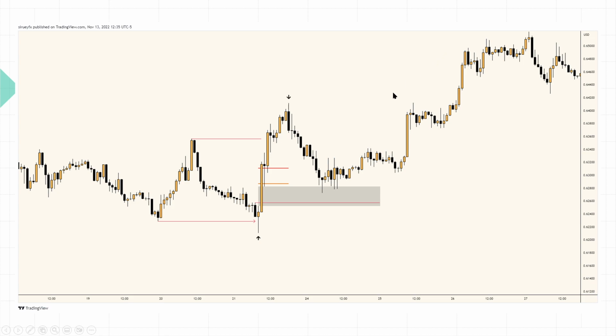Now, pay close attention right here. Buy side, sell side, buy side, sell side, buy side, sell side, buy side. If you are asking yourself, why is this entire imbalance not full? Well, because you'll see it right here.